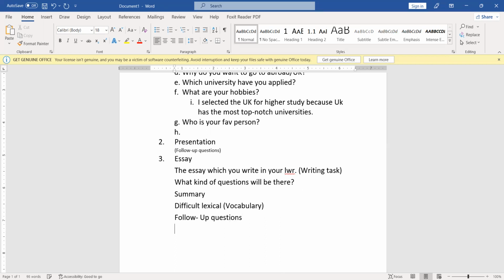Another thing, she or he may give you a sentence and ask what is the meaning of this particular sentence which you have written in your essay.